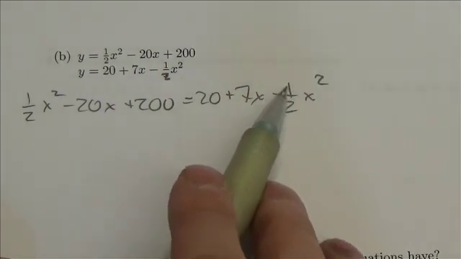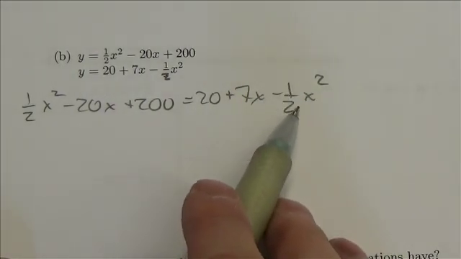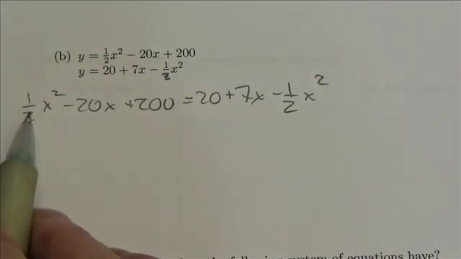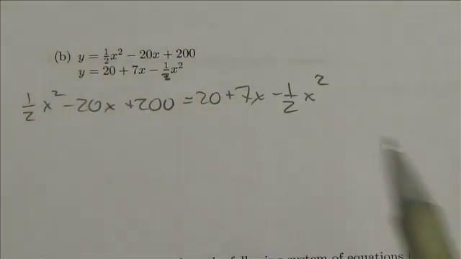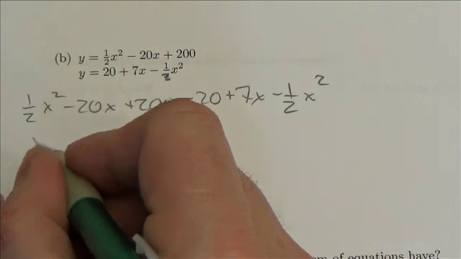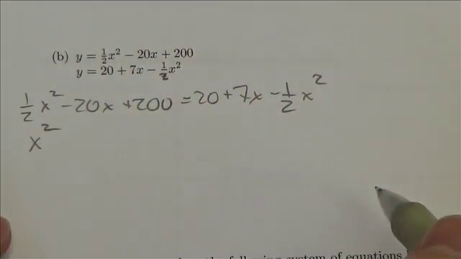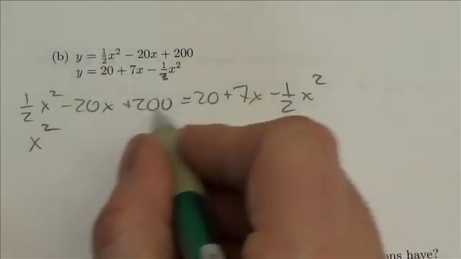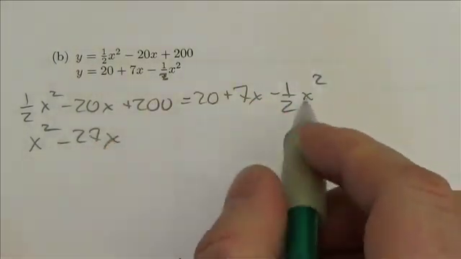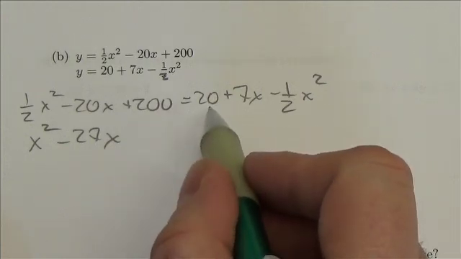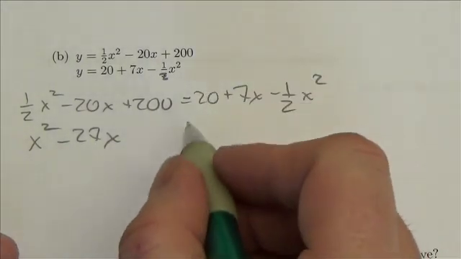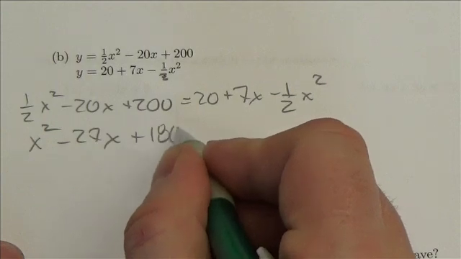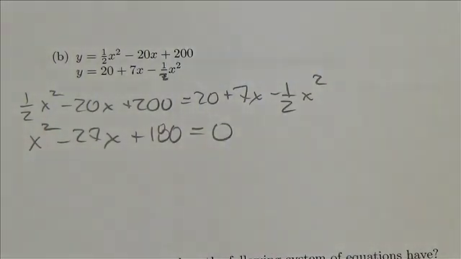But I notice that when I bring this term over at negative 1/2 to this side and add it to this one, the 2 halves are going to become a whole. So this is actually going to become x squared. And now I'll bring the 7 over, so it'll become minus 27x. And then I'm going to bring that 20 over, and it'll become plus 180 is equal to 0.